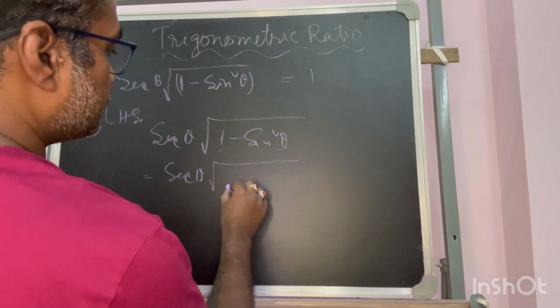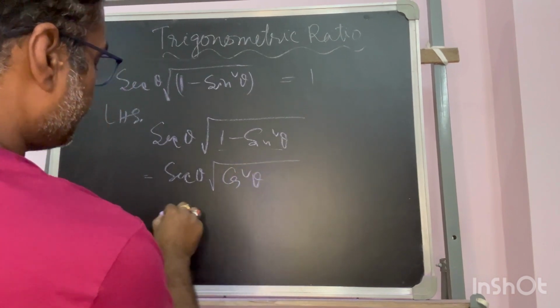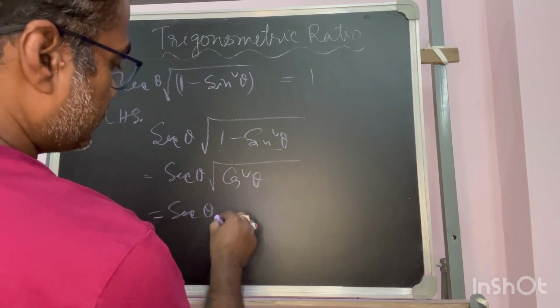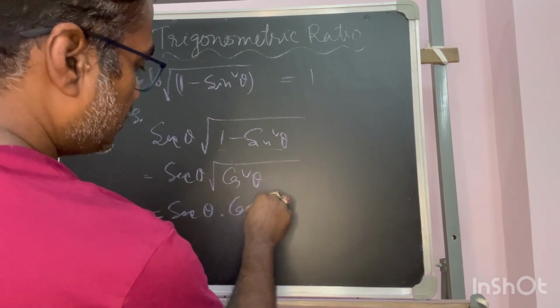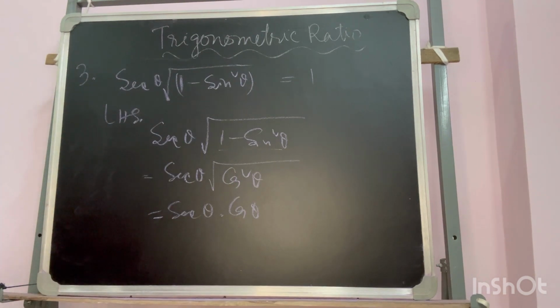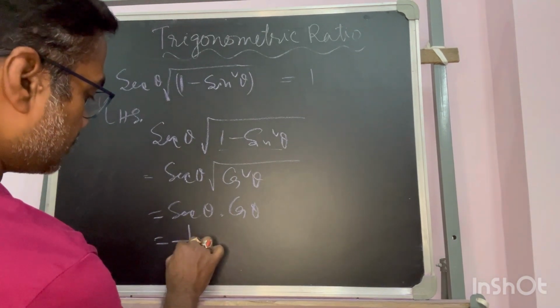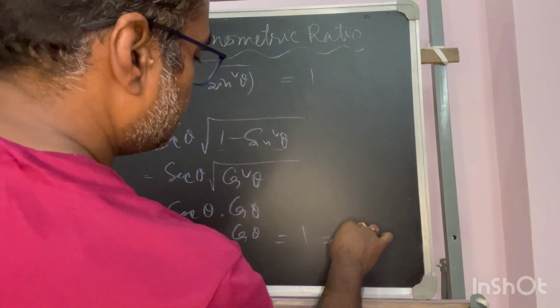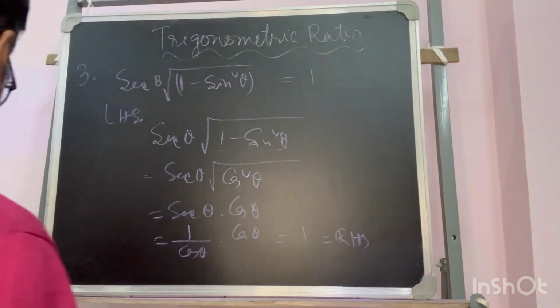Now 1 minus sin square theta is equal to cos square theta. So sec theta times the root of cos square theta, the root will remove, so we will get cos theta. So sec theta means 1 by cos theta into cos theta, so that will give you 1, that is equal to the right hand side.